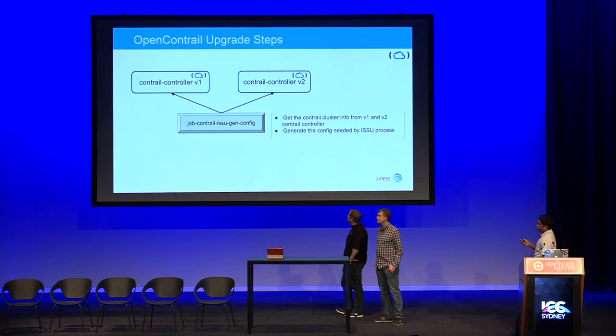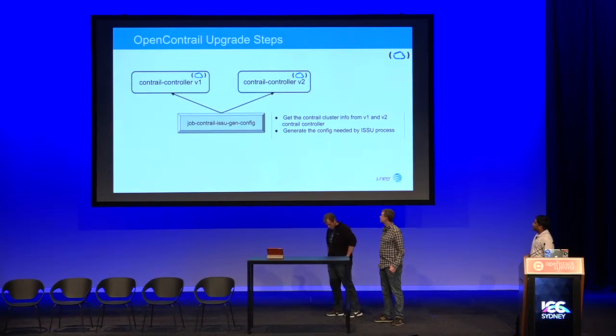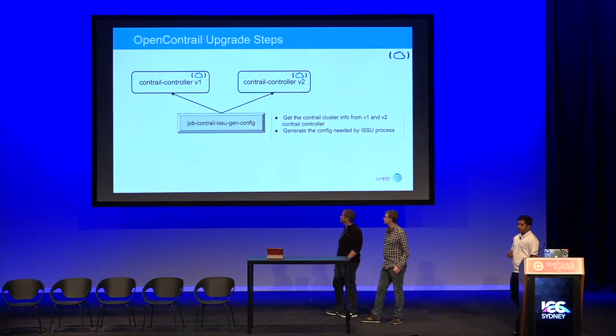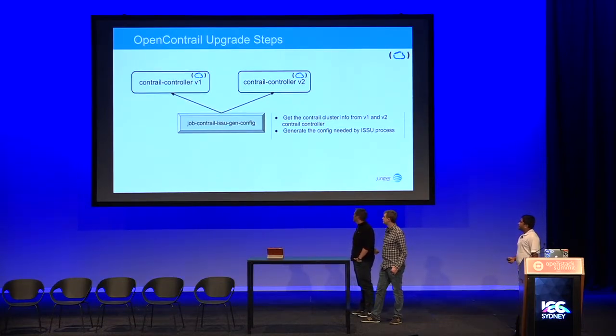So there are various jobs what we described in the previous slide. So let's go deep into it and see what exactly they are doing, right? So there is generate config. What it knows is where the control controller v1 is running, and it also knows where the control controller v2 is running. So it goes into the control controller v1 cluster and gets all the information related to the Cassandra cluster and the Zookeeper cluster. And also it goes to the control controller v2 and gets all the information related to the Cassandra cluster v2 and Zookeeper cluster v2, which are running there. And it creates the configuration file which is needed by the next jobs like migrate config and finalize config to run. So that's what the ISSU gen config is doing.